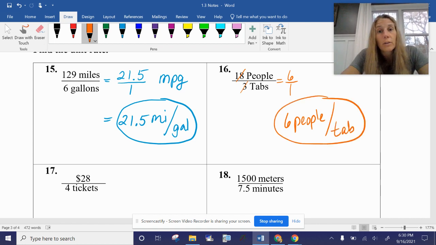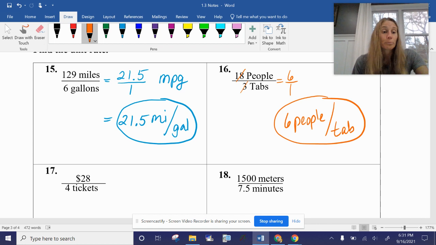Make sure when you enter these on your calculator, whenever you're dividing, the first number or the top number is always what you're putting into the calculator first, and then you're dividing it by the bottom number. Every once in a while, I have people divide backwards, so really be careful. And also make sure your answer makes kind of logical sense. Like, does it make sense you would get 21 miles per gallon? Yeah, that's pretty logical. What about 6 people on a tab at a restaurant?